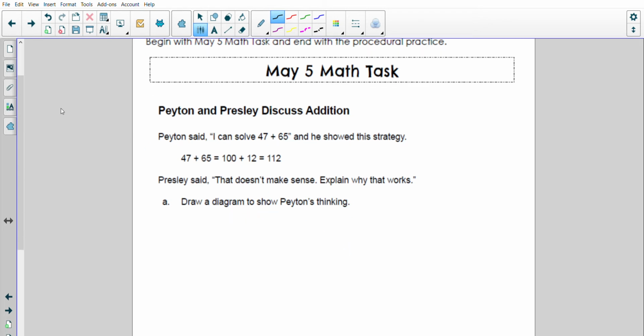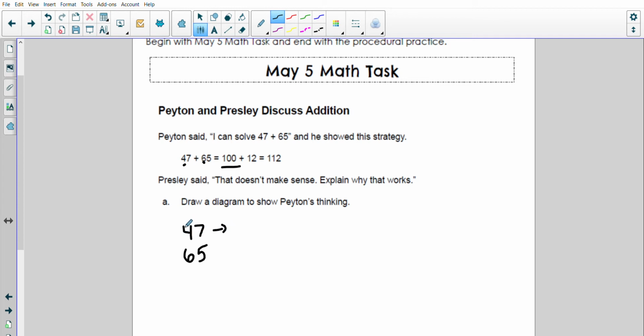All right, so first I'm going to take a look at this 47 and 65. Now I know this 100. Well, I know if I have 40 and 60, because remember that's your tens place, that equals 100. So Peyton probably took this out and took it into expanded form. So let's rewrite this in expanded form.